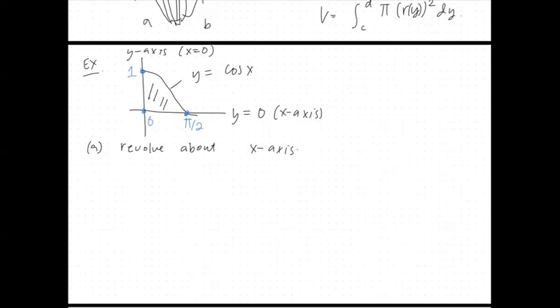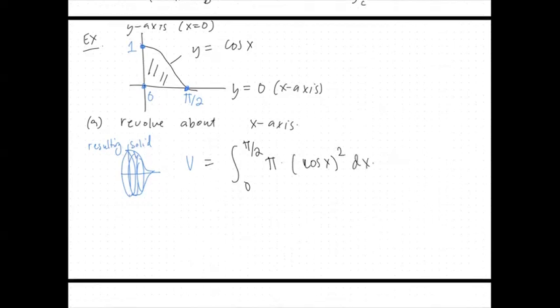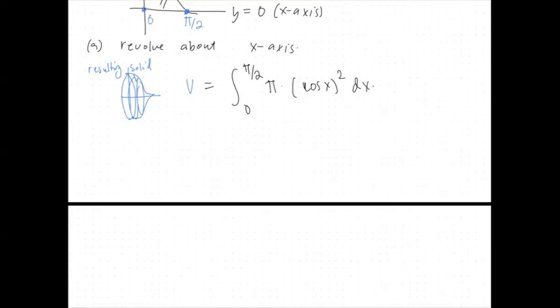So for about the x-axis, you have this graph, and it's going to be like this if you revolve. This is your resulting solid. And the volume is given by the integral from 0 to pi over 2. What's our formula? Pi, and what's our radius? This is cosine of x squared dx. This is the answer.